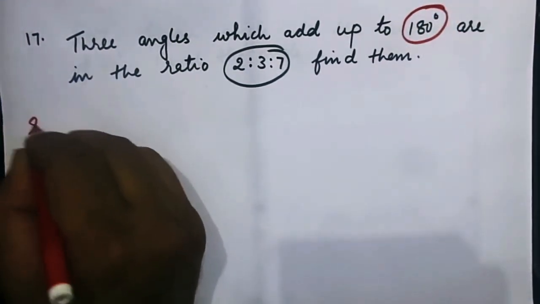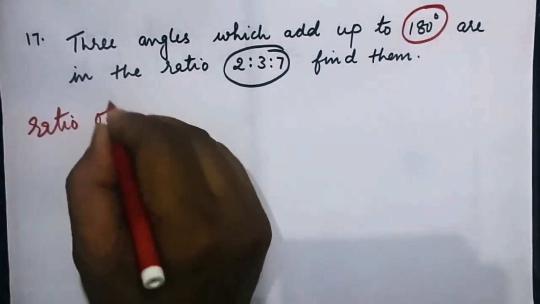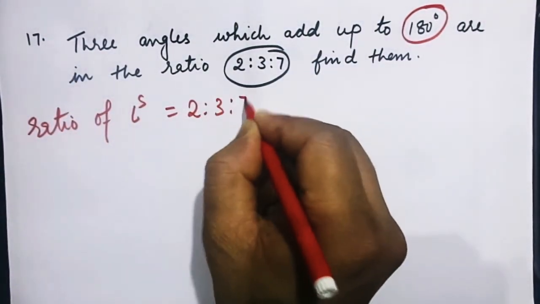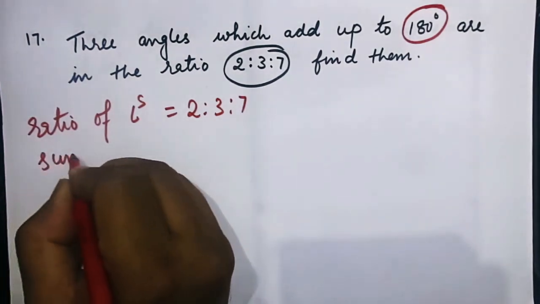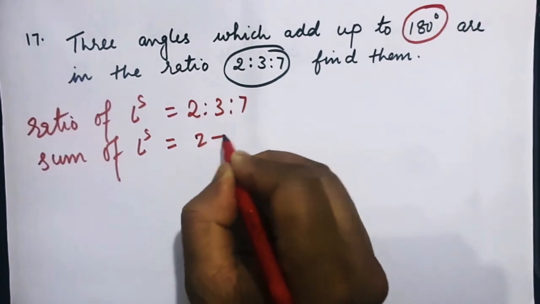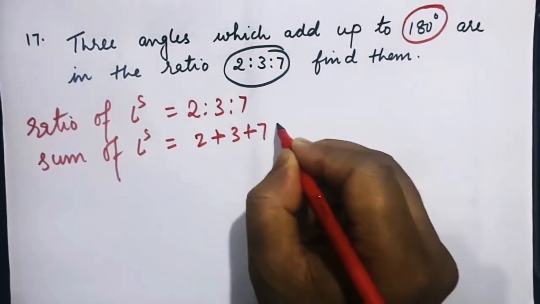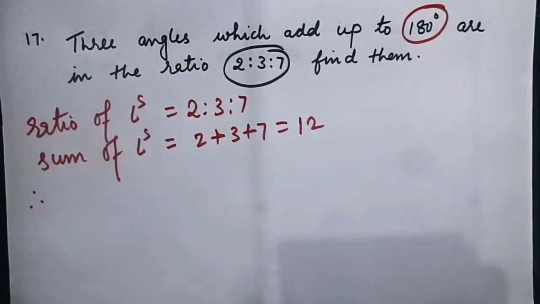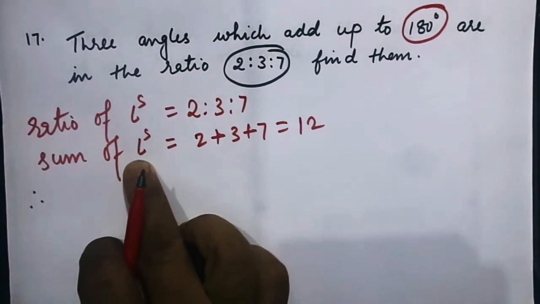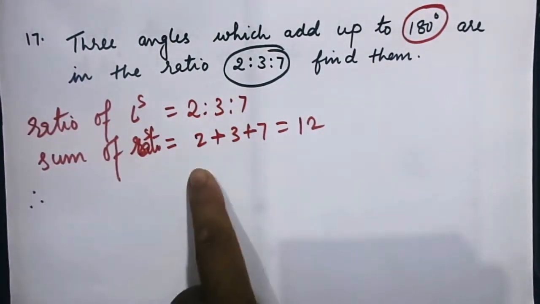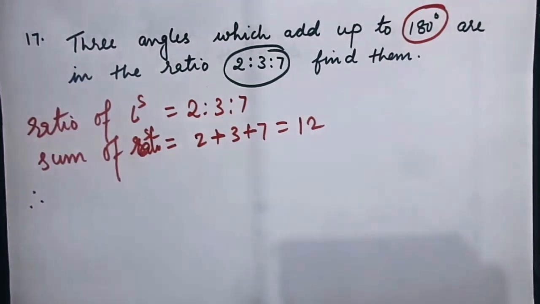This means the ratio of angles is equal to 2:3:7. Sum of the angles. So sum of the ratio is equal to 2 plus 3 plus 7 is equal to 12. Okay. Therefore, sum of the ratio is equal to 2 plus 3 plus 7 is equal to 12.